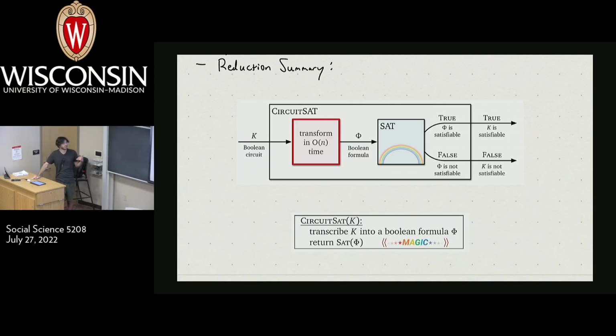So if we could solve the SAT problem, then this gives us an efficient algorithm for the circuit SAT problem. And so since we know circuit SAT can't be solved efficiently, or at least we think so, this implies we can't solve SAT efficiently.